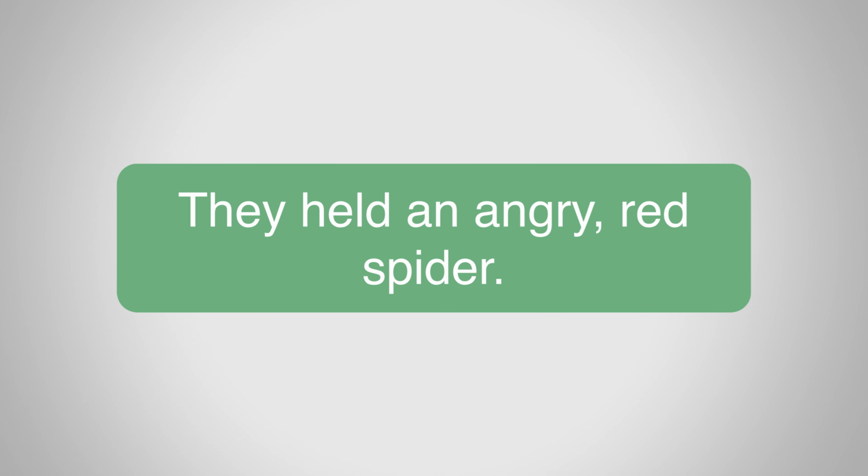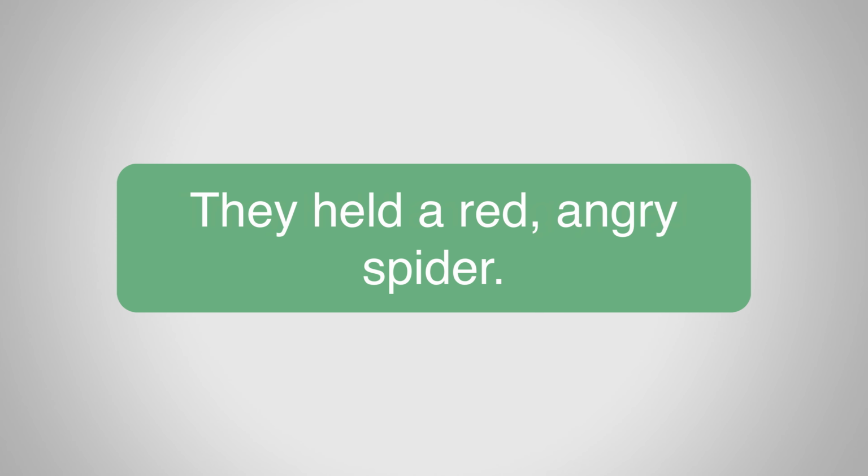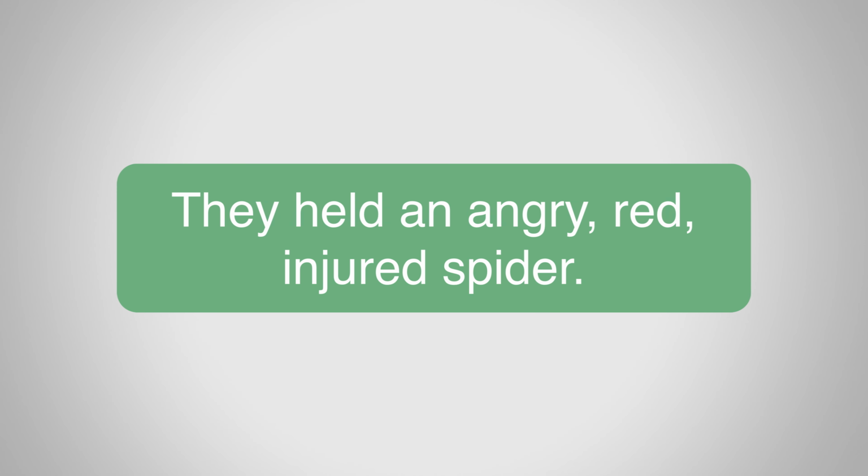They held an angry red spider. As you can see, we can change the order of the adjectives and it still has the same meaning. They held a red angry spider. Since the meaning doesn't change, we should use a comma between the adjectives. If you added another adjective to the list, you would still just use commas. For example, they held an angry, red, injured spider.